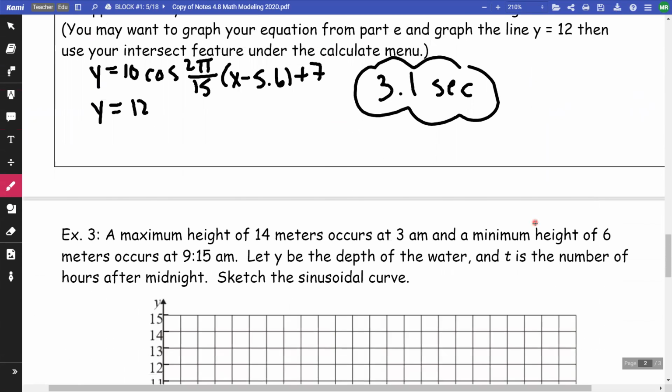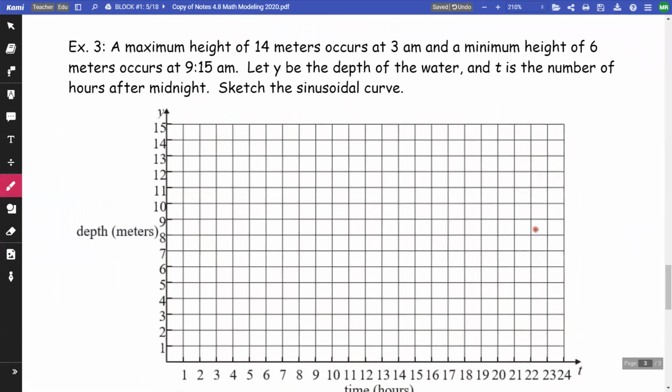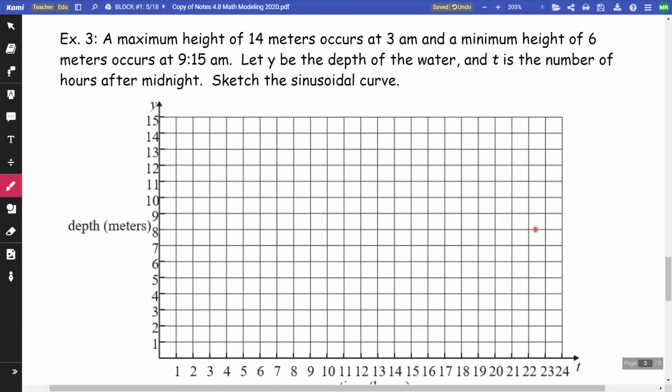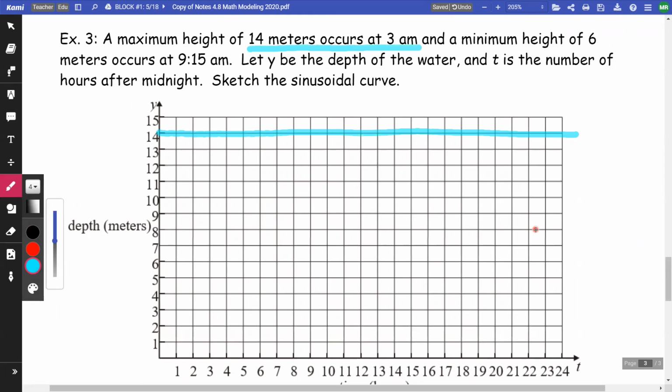Okay, so on example 3, we have a maximum height of 14 meters. Okay, so I'm going to draw in 14. That's going to be my max of 14. And that occurs at 3 a.m. And then the minimum of 6 occurs at 9:15. So 6 minimum.